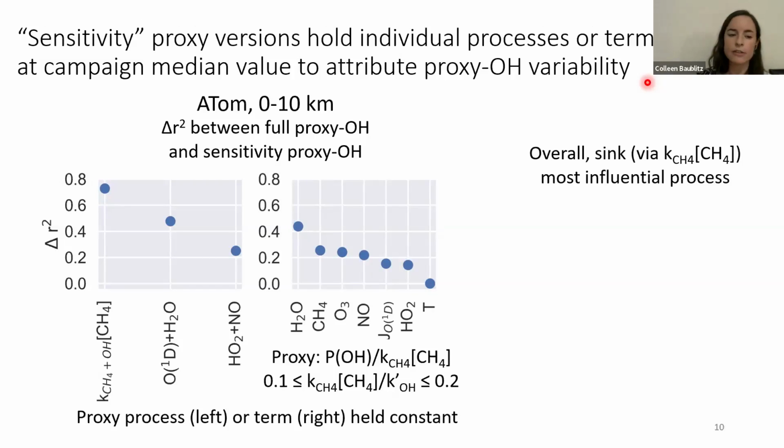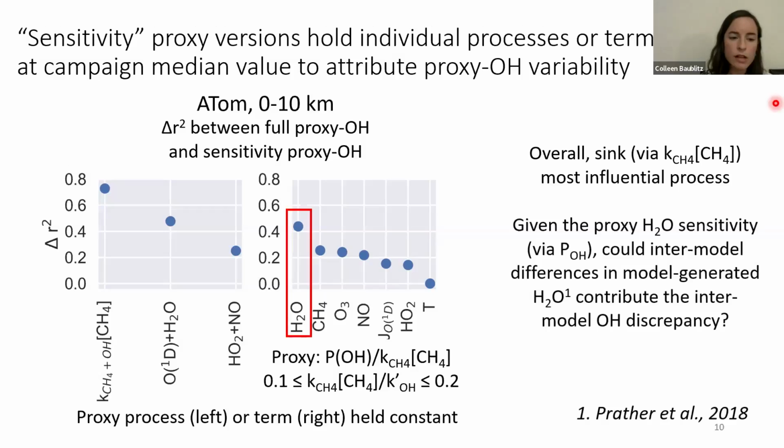Okay, so then from there, I go on to look at the individual terms that go into this calculation. This is basically recalculating the proxy, but holding an individual term constant, and then considering the change in R squared between that sensitivity proxy and the full proxy. Here we see that across the full ATOM data set, which is very broadly sampling the remote troposphere, water vapor is actually the most important, or the most influential, term over the proxy relationship with OH.